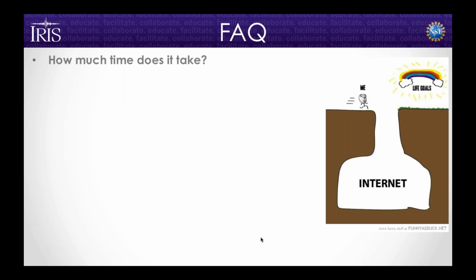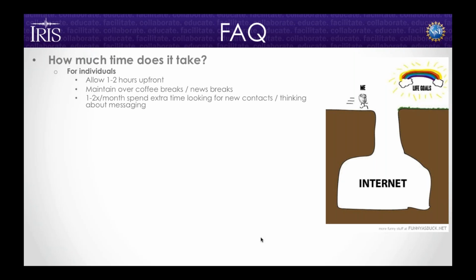Now to the frequently asked questions. I know that everybody has questions about this. The one I get the most often is, how much time does it take? So for individuals, you need to allow probably 1 to 2 hours up front, and that's if you're setting up one platform, say Twitter. And after you've set it up, set up your profile, pulled your picture, done some exploring to figure out how everything works, made sure that you're following people, start interacting and tweeting or whatever you're doing, posting, depending on your platform. Then you just maintain over coffee breaks and news breaks. And once you kind of get into the swing of it, it really becomes kind of second nature.